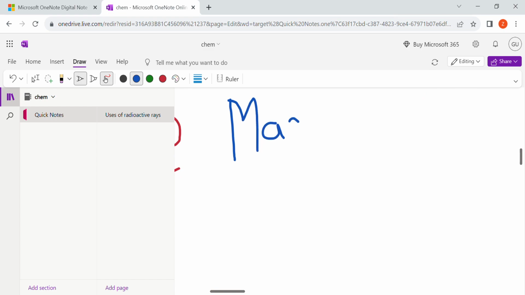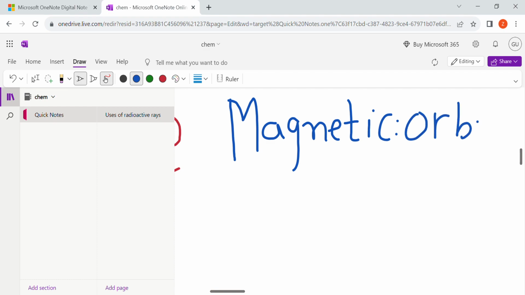Magnetic quantum numbers. Alright, in the previous video we have discussed that the principal quantum number gives the value of shell, the azimuthal quantum number gives the value of subshells, but this quantum number gives the value of orbitals. Okay, and the magnetic quantum number is denoted by m, right? Magnetic quantum number is denoted by m, okay?